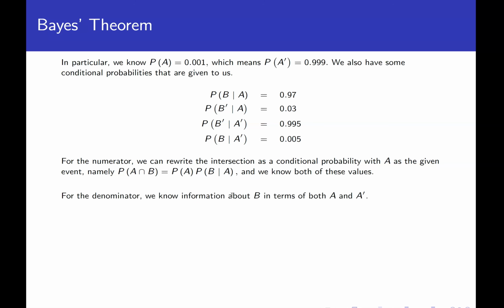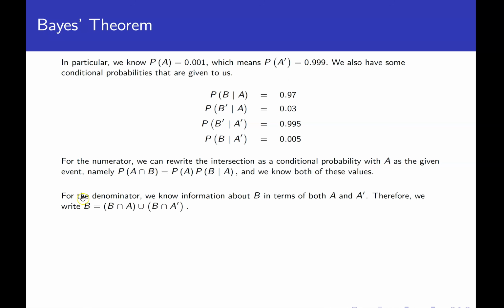Great. Let's think about the denominator. The denominator was the probability of B. Well, looking up at what we're given, I know information about B in terms of A and in terms of A complement. Notice I have that information here, and I have that information here. And I also know the probabilities of those pieces, the probability of A and the probability of A complement.